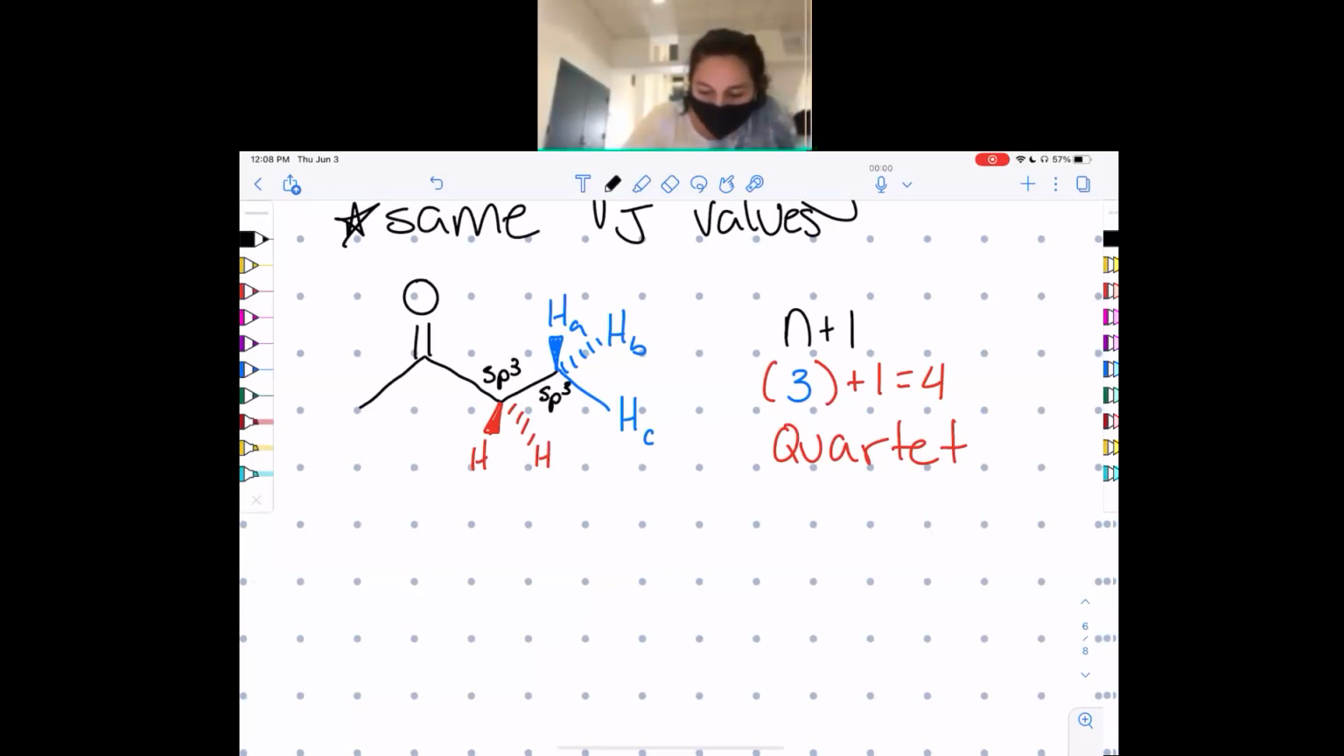Okay. So in this case, we don't have a ring and we have the same hybridization. So that's how we know it has the same J values. Before anyone says it, yes, in real life, in real chemistry, this is more complicated, but we're not in real chemistry. We're in Orgo 2. So this is good enough for this class.